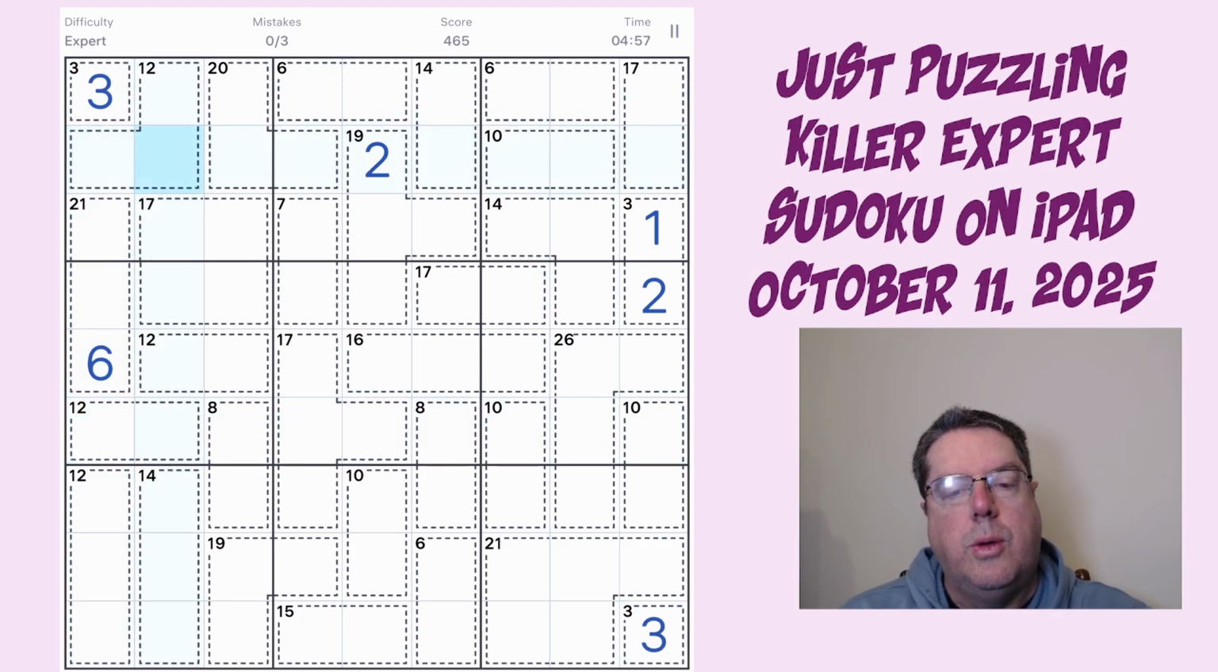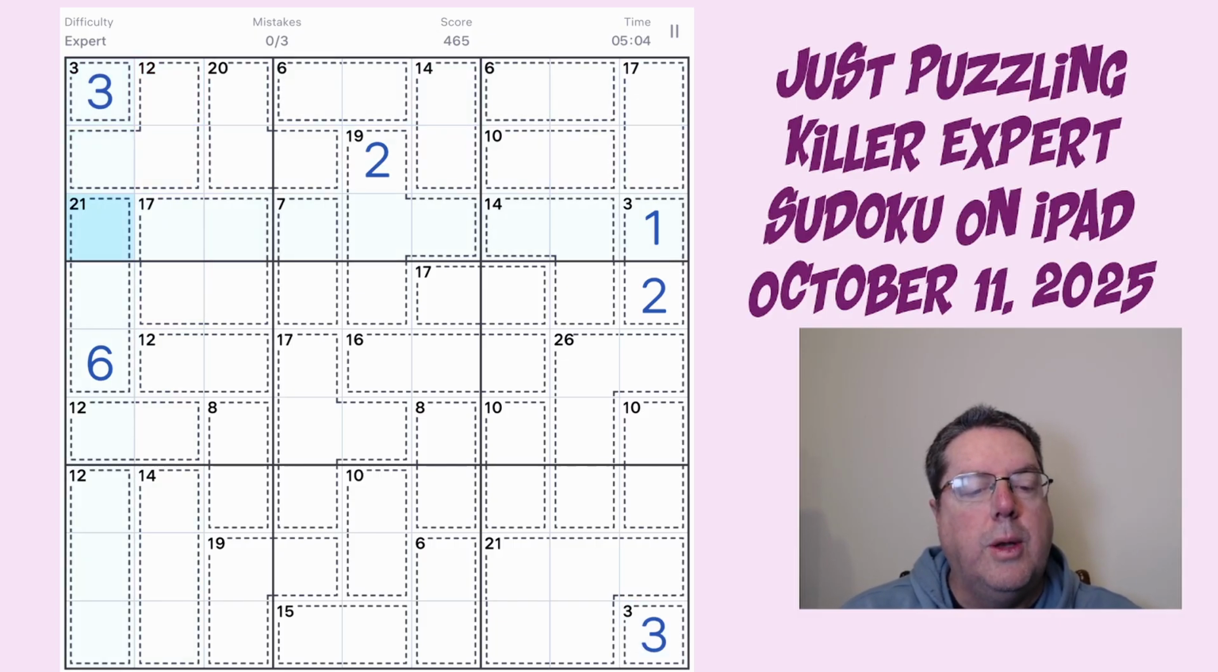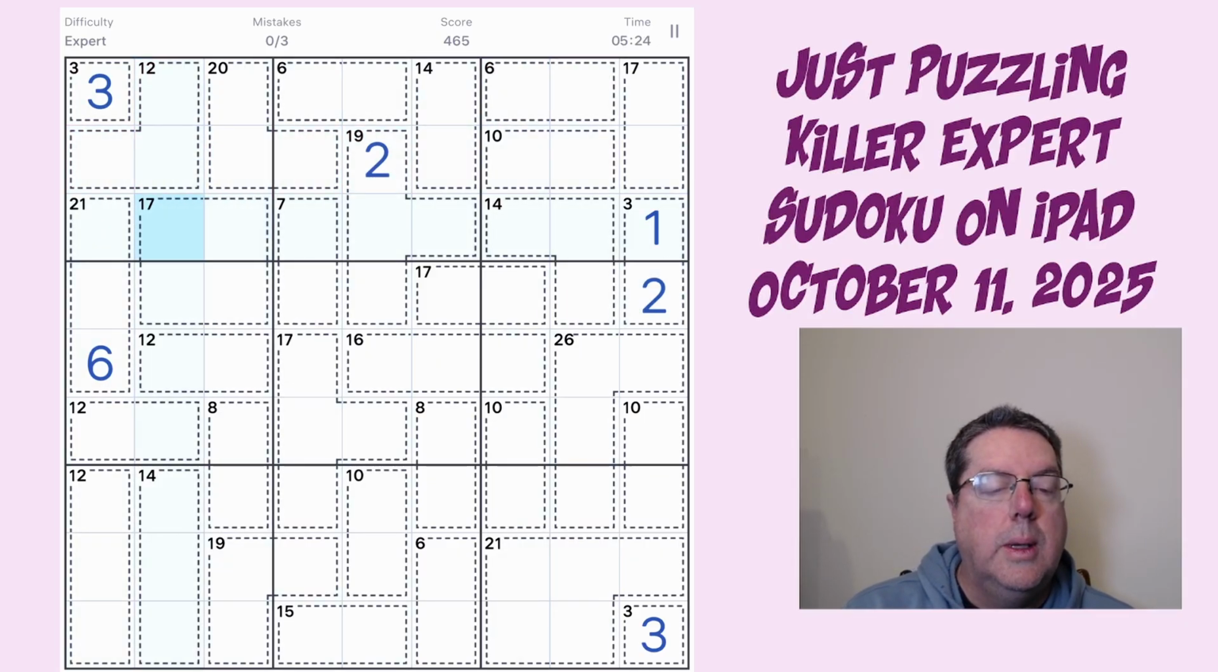9 could be there. 1, 2. No, 2's there, so 2 can't be there. All right, so let me explain this. So 3 plus 21 is 24, plus 12 is 36. That means to get to 45 is 9. That means 9 and 0 is not possible, so 9 is going to be down in here because this is 8 and 7. Could have been there, but because of the 2 here, that'd have to be 1 and 2, and that's not possible because 2 is one of those two. So 9, 1, 2 is here.